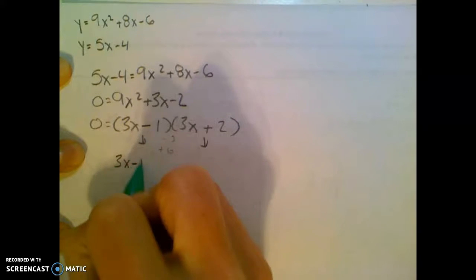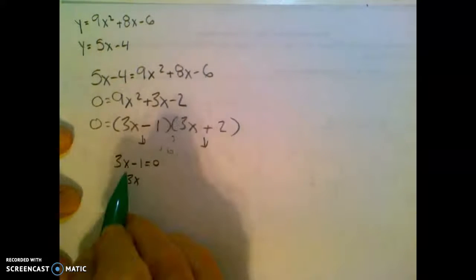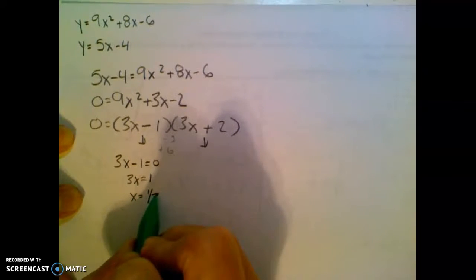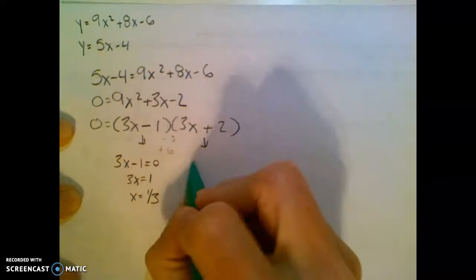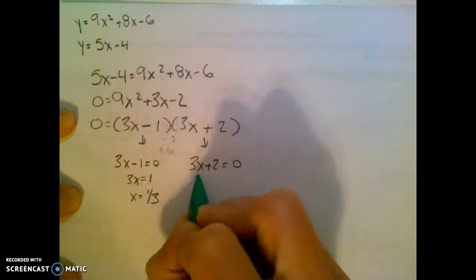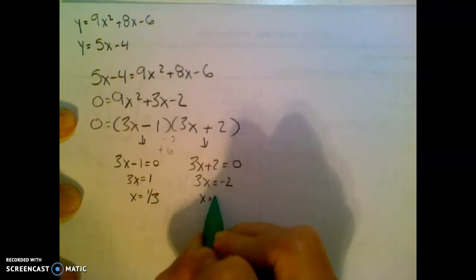Again, you could do quadratic formula if you wanted to, or complete the square. Okay, add 1 to both sides, and then divide by 3, you get x equals 1/3. Over here, you're going to get 3x plus 2 equals 0. Subtract 2, you get 3x equals negative 2. Divide by 3, you get x equals negative 2/3.